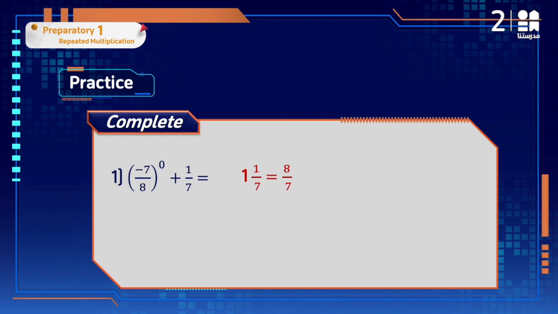Okay, for example, if I have 2 to the power of 3, most of the students write it as 2 times 3. No, it's not correct at all. So we will repeat this 2 three times. And what is the relationship between them? Multiply them. So 2 times 2 is 4, times 2 again is 8.